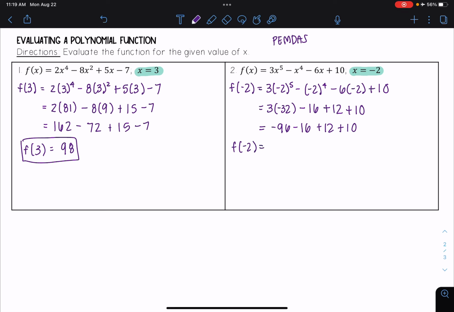Now, negative 96 minus 16, I get negative 112. Plus 12, I get negative 100. And then plus 10, I get negative 90.